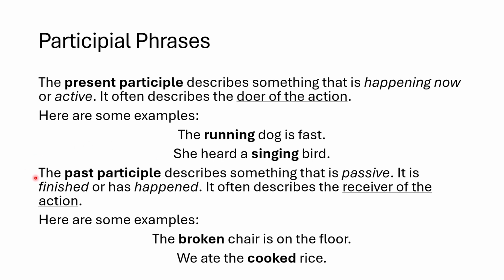The past participle describes something that is passive. It is finished or has happened. It often describes the receiver of the action. Here are some examples. The broken chair is on the floor. We ate the cooked rice. Present participles often show action. Past participles often show a result or feeling.